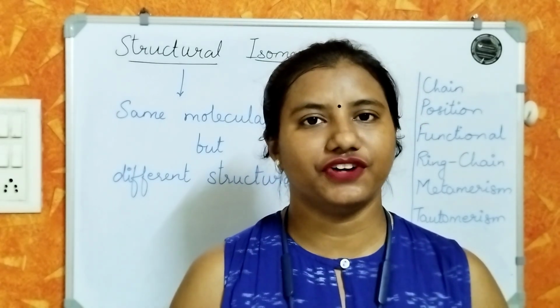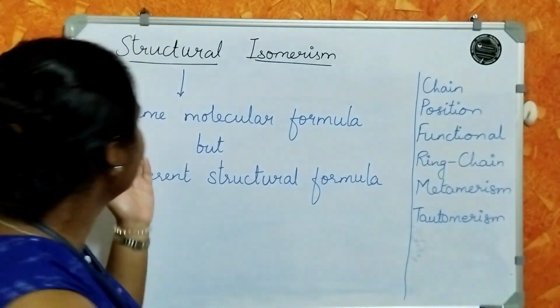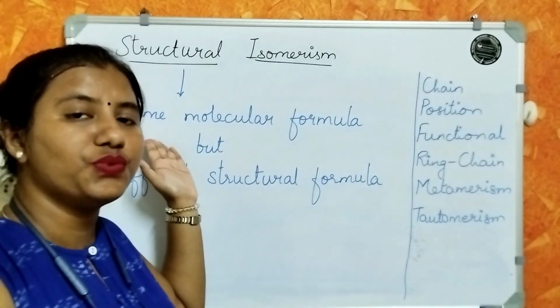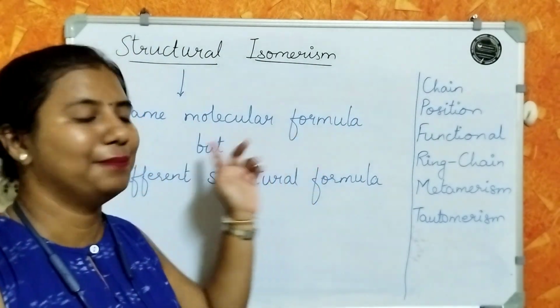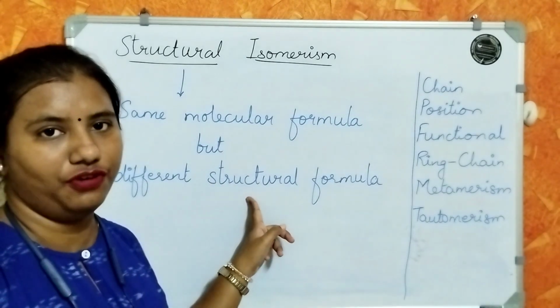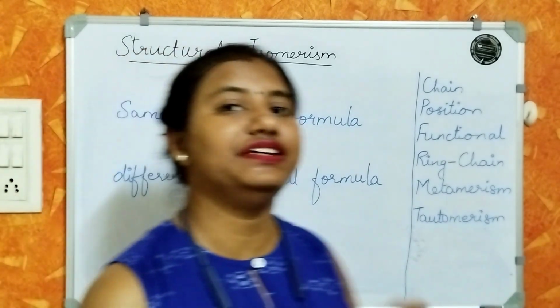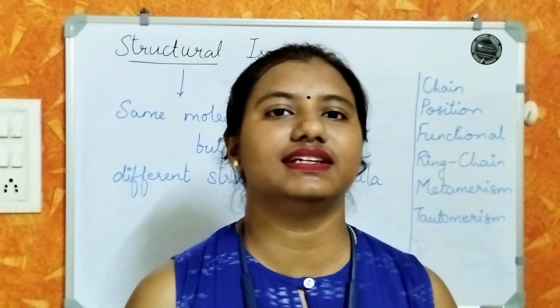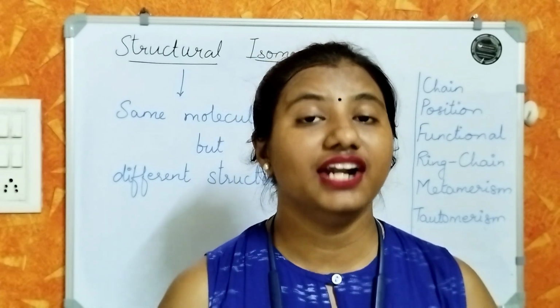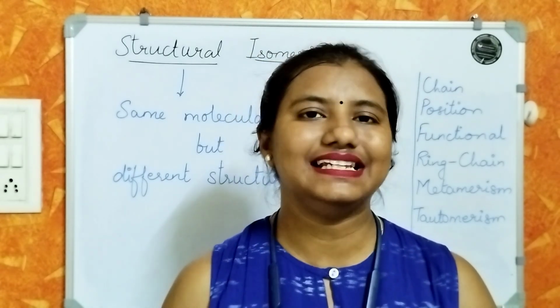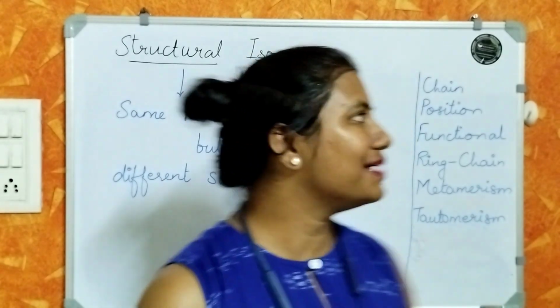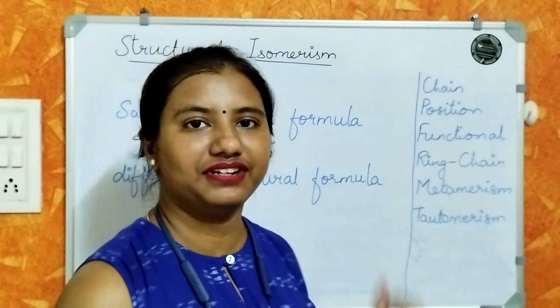A broad definition of structural isomerism is that these are such structures which have the same molecular formula but they differ in their structural formula. That means they would be having different structures but they all together have the same molecular formula. Now these structural formulas or these structures would be different on the basis of these 6 different types.